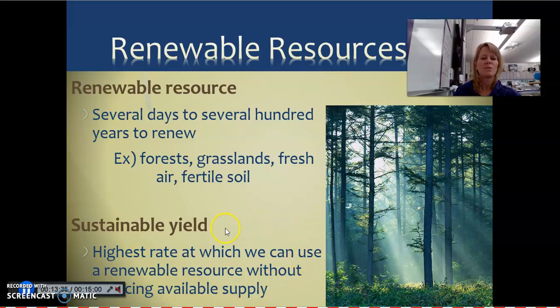So sustainable yield: think about how fast you can use something. You don't want to use it so fast that it won't replenish itself and you'll run out of it. So the highest rate at which you can use it without completely diminishing it and making it become non-renewable. That is your sustainable yield.